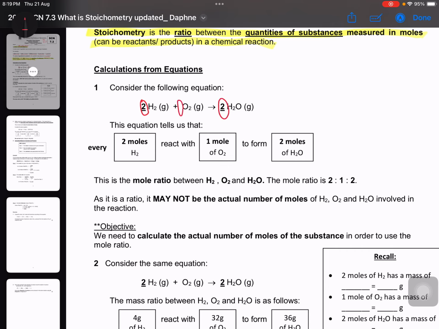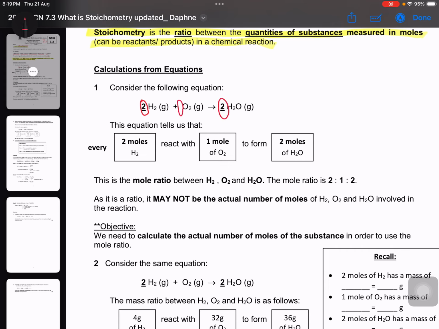Therefore, we call this the mole ratio. Okay, so what is our mole ratio in this case? The mole ratio is 2:1:2. That's the theoretical ratio of how hydrogen and oxygen react in order to form water. Now, it is not the actual number of moles that is happening in the equation, right? It's not the actual number of moles. Anyway, we'll come to that later.